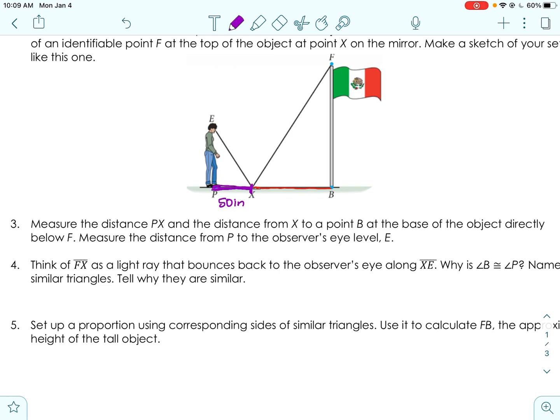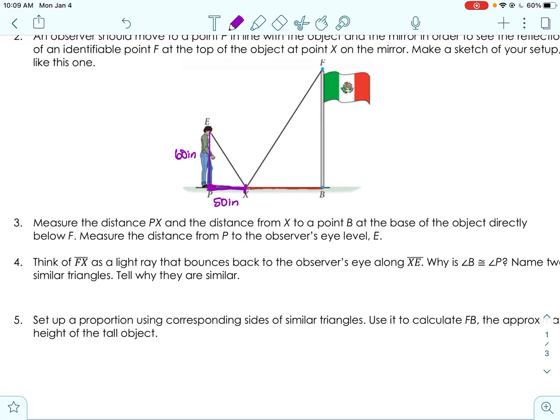And then we're going to measure the distance from the ground to the observer's eye level, meaning from the feet to the person's eye level. And again, it's important to notice that in this method, the mirror method, you're measuring the height from the ground to the person's eyes because the line of sight starts at the person's eyes. So we're going to say that height is 60 inches.